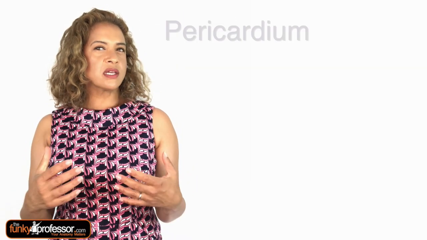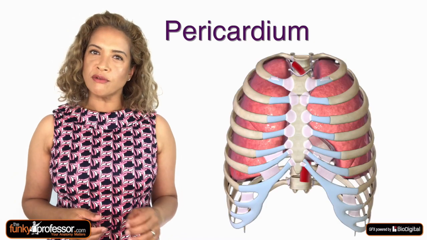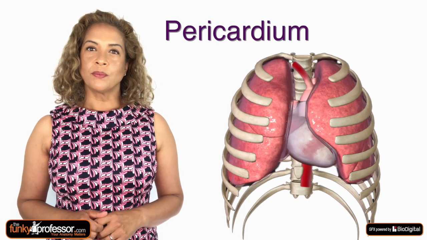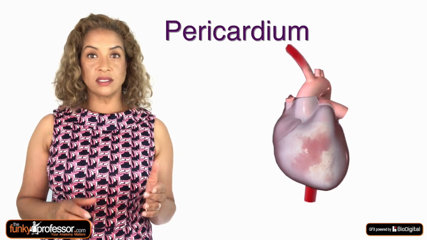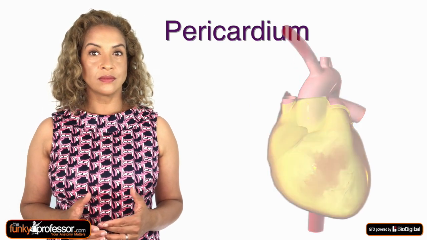So you ready for the answers? The answer to question 1 was the pericardium, which is found in the thoracic cavity. The pericardium contains the heart and the start of the great vessels.